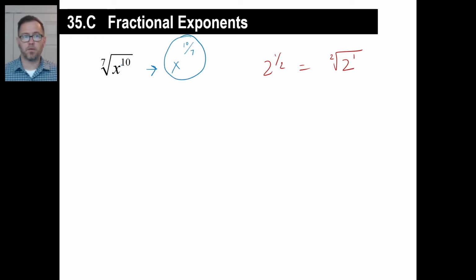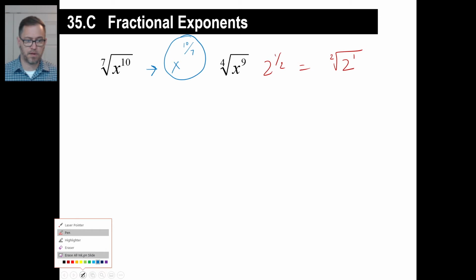You can see what the 7th root of x to the 7th would just be x, right? This is going to be a little more than x to the first power, right? And 10 divided by 7 is a little more than 1, so this will be a little more than x, right? Let's do a couple more of these.